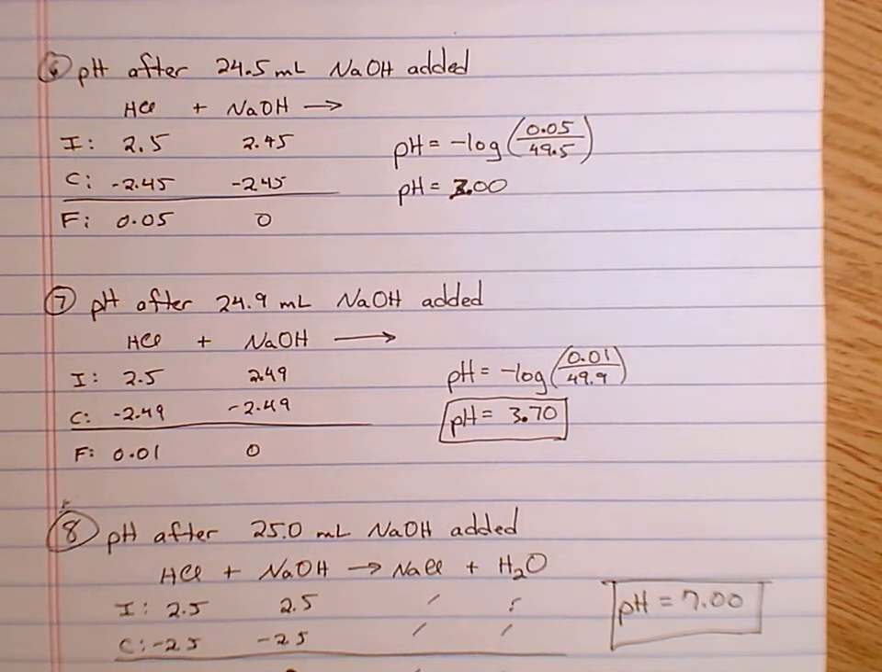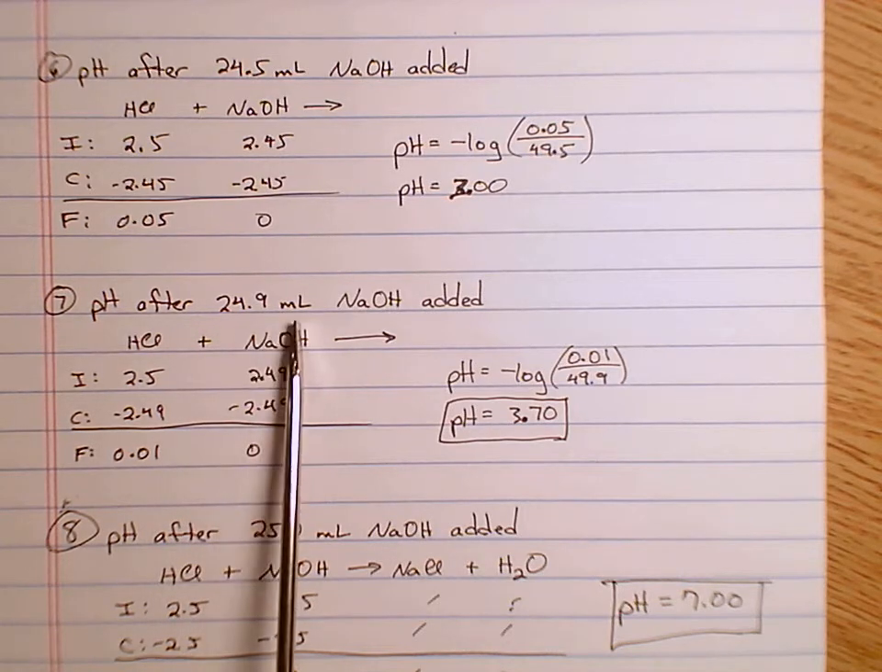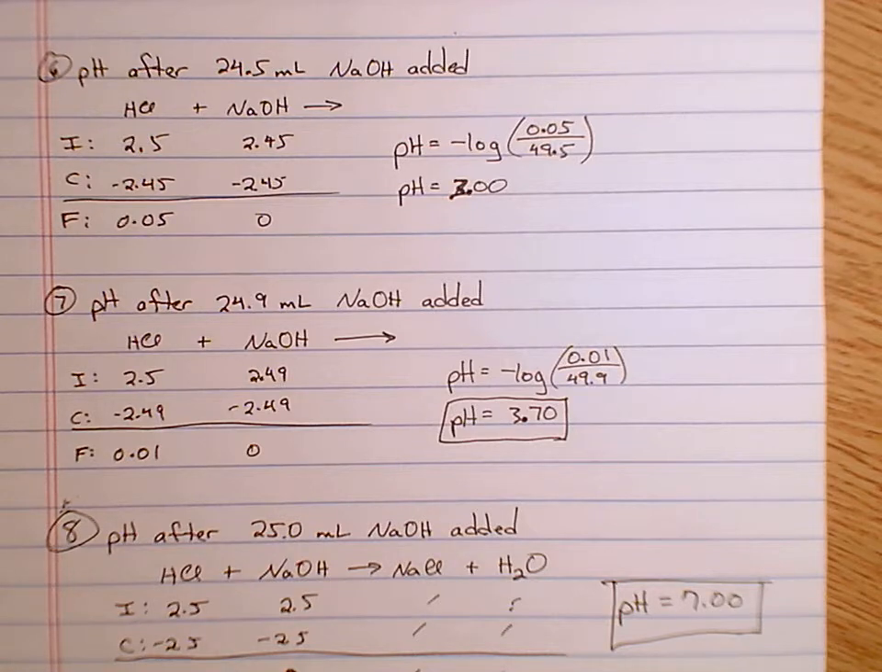And I'm not done yet before I get to 50 added. I'm doing 24.9 milliliters of NaOH added. Realize at 24.9 milliliters, we're within a drop or two of reaching the equivalence point. We've added almost 25 milliliters. Now we're within one drop or so, maybe at most 2 drops, of the total volume needed.